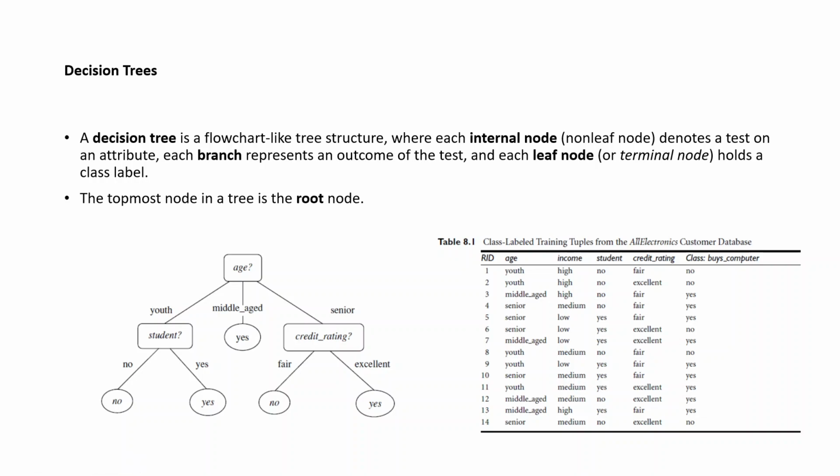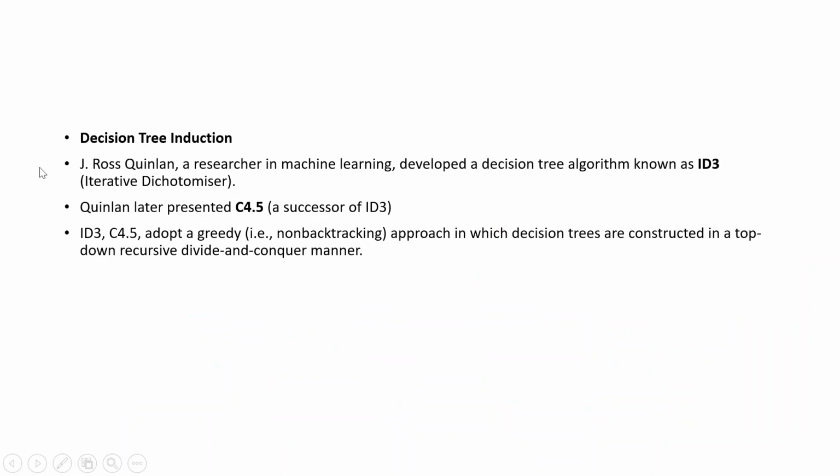Now the question is, how do we come up with this decision tree? We are given data. From the data, we are supposed to come up with a model. So how do we build this decision tree? That is the next question. Okay, so building a decision tree is called decision tree induction.